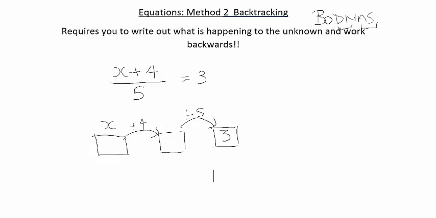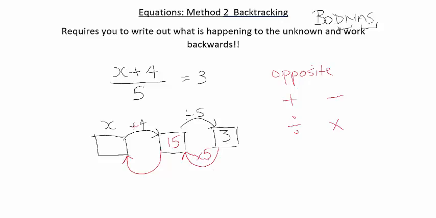So for me to work backwards, it starts off with 3. I have to do the opposite. So the opposite to adding is taking, and the opposite to dividing is multiplying, and vice versa. So the opposite to dividing is times by 5. 3 times 5 is 15. Now this is plus 4, so the opposite to plus 4 is take 4. So 15 take 4 is 11.